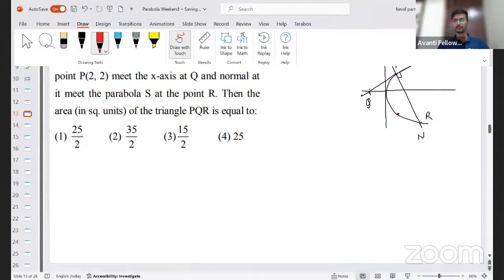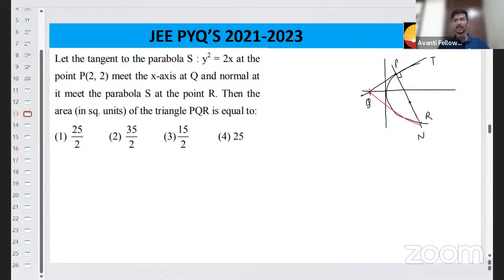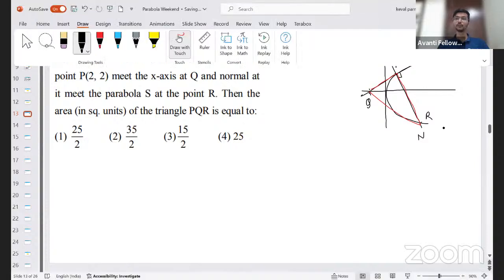So we have to find the area of this triangle. Which triangle, guys? PQR. We have to find the area of triangle PQR. As you can see, it's a right angled triangle. So it's better to get the coordinates of Q and R. If we get the coordinates of Q and R, we can use the determinant formula for the area of a triangle.